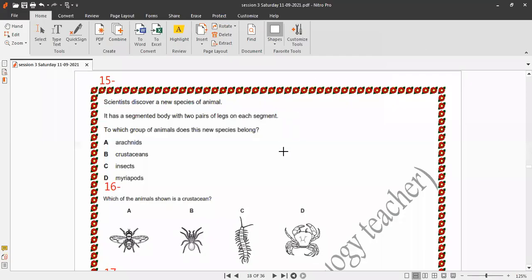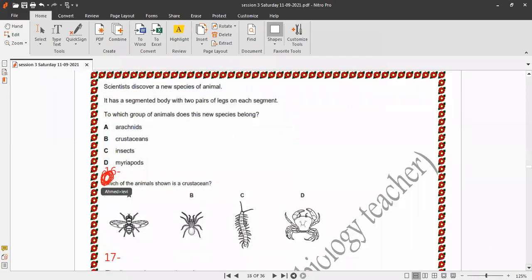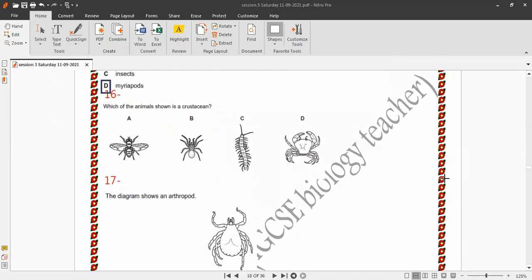Yes, mister. Answer 15. Which of the animals shown is the crustacean? It is D. Okay, D. Why D? Because it has 2 pairs of legs on each segment and a segmented body. Okay.